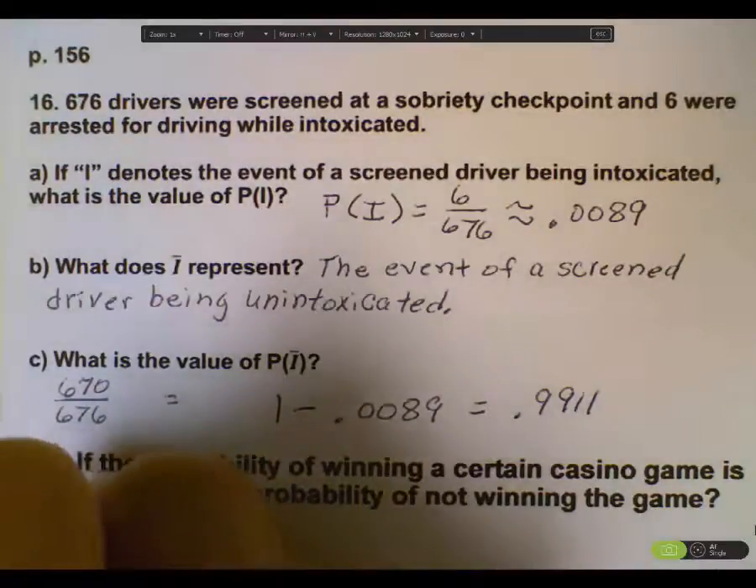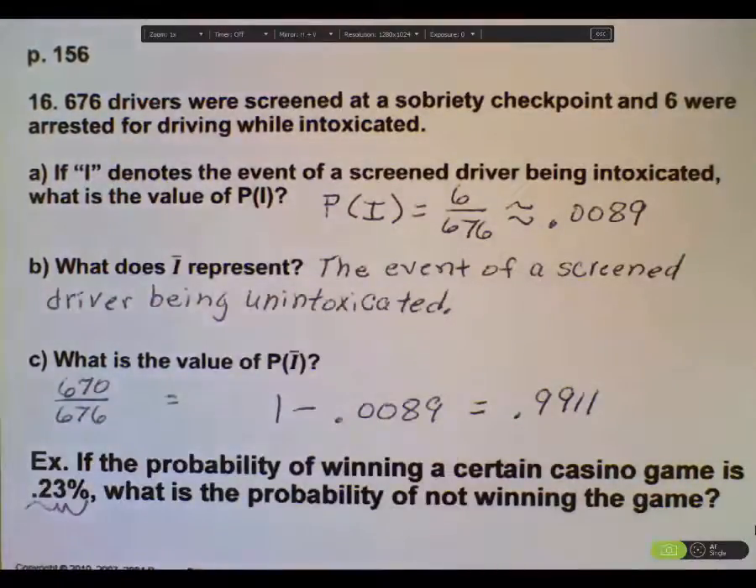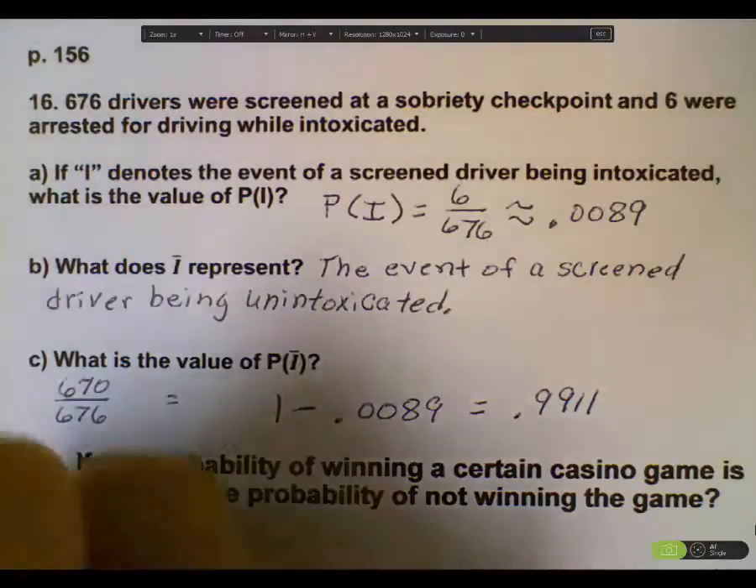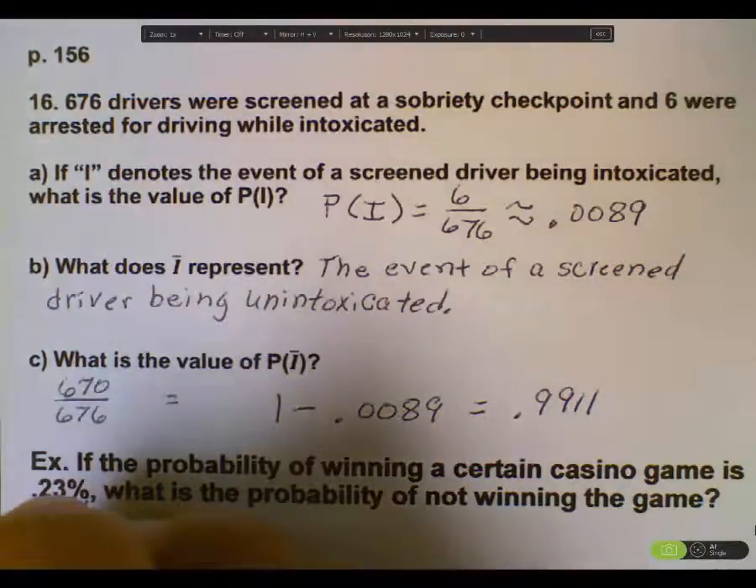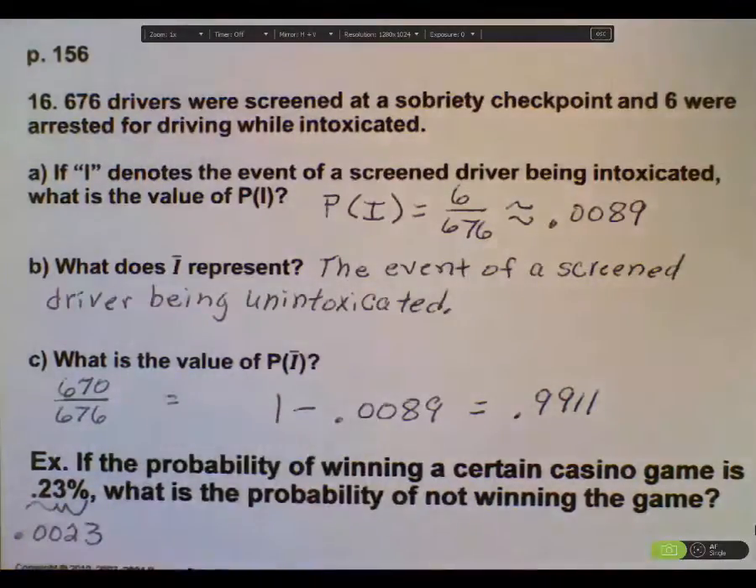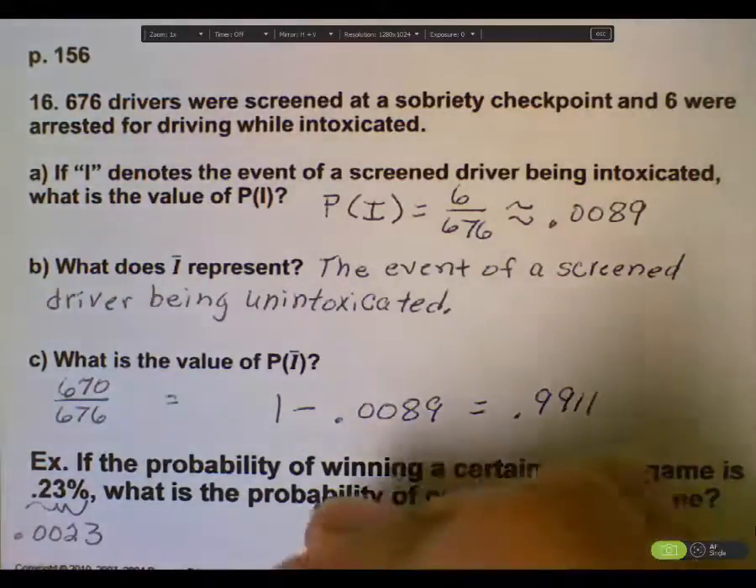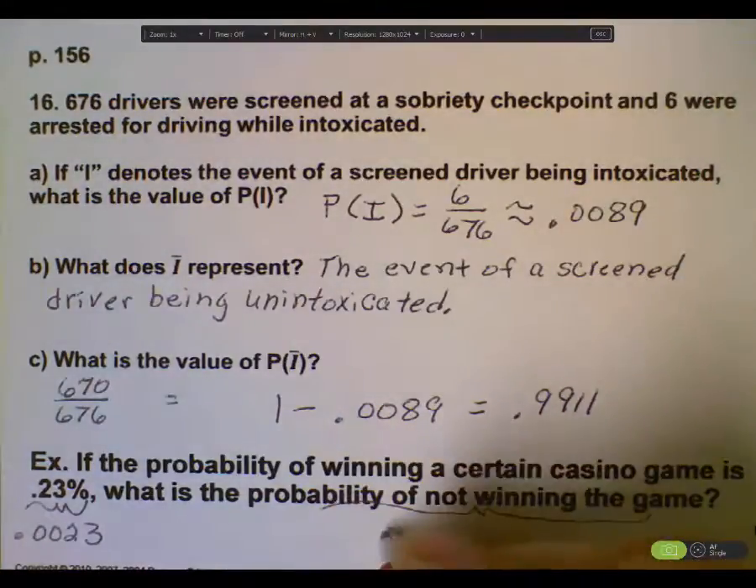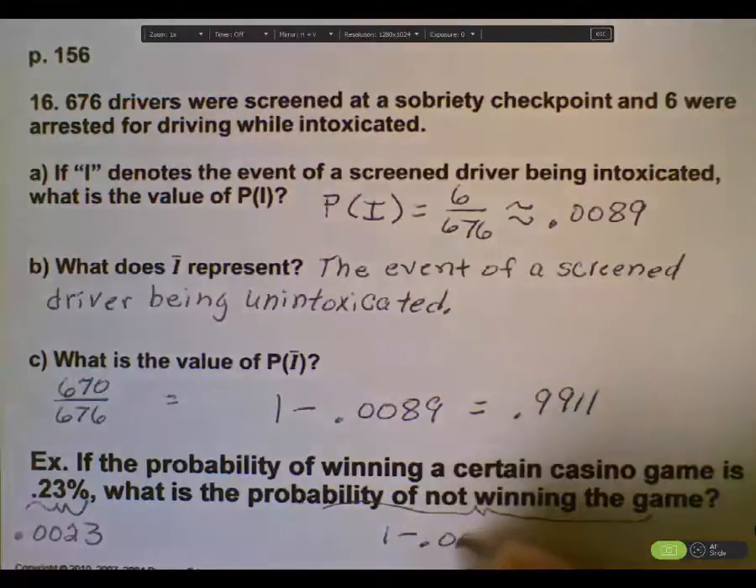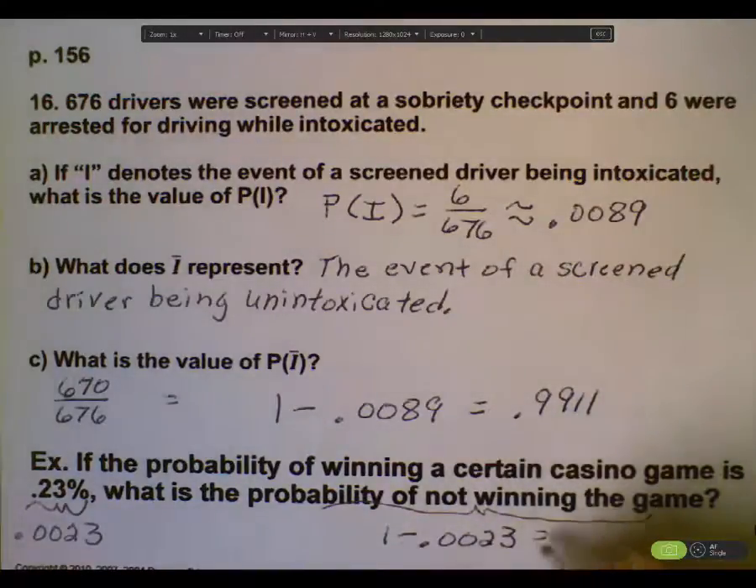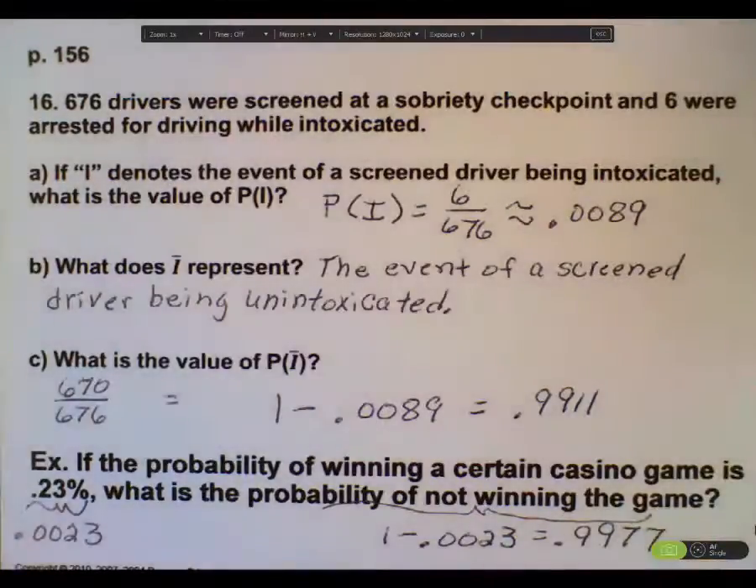If I know the probability of winning is 0.23%, I have to write that as 0.0023 as a decimal. And the probability of not winning is 1 minus that decimal, or 0.9977. So the probability of winning is 0.0023. The probability of not winning is 0.9977.